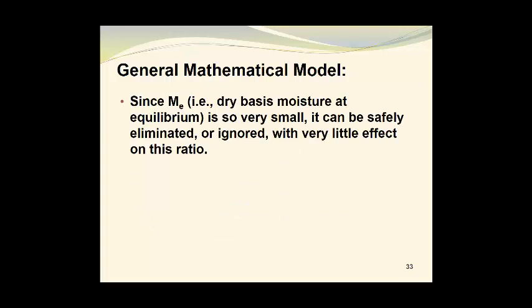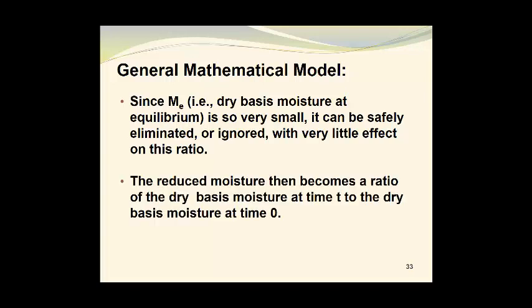Since m sub e, the dry basis moisture at equilibrium, is so very small, it can be safely eliminated or ignored in both the numerator and the denominator of this expression with very little effect on this ratio.